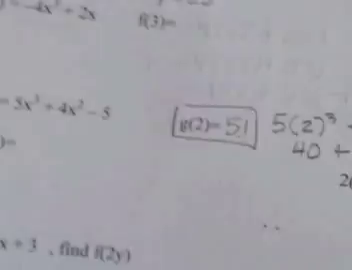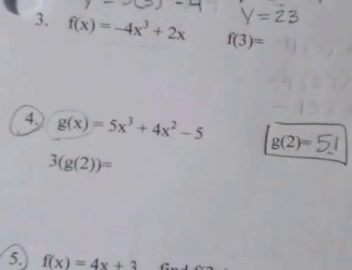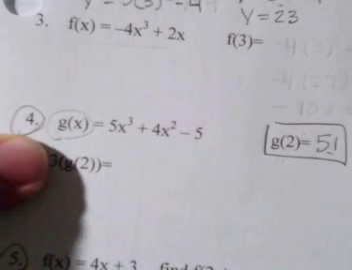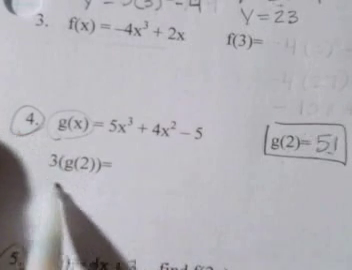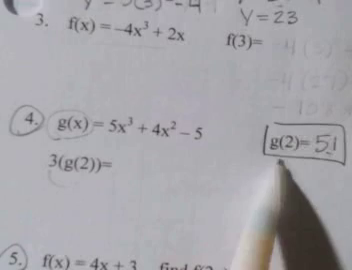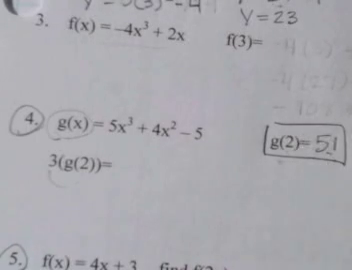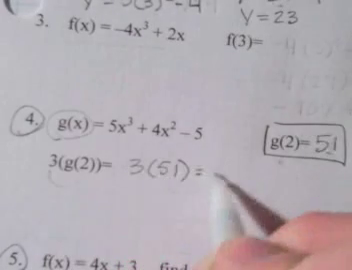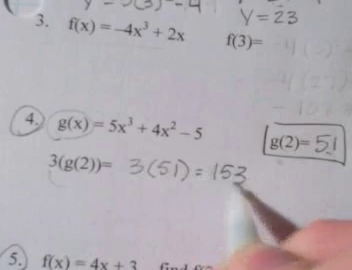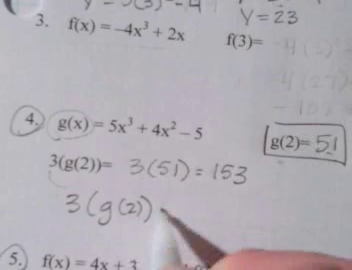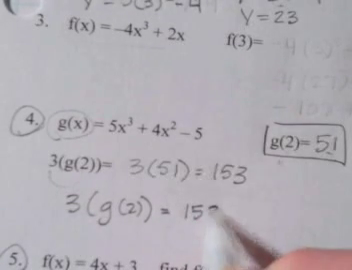Take a look at the next example, though. It looks just a little bit different. If I cover up this 3, it says find g of 2, doesn't it? But then it asks me to take g of 2 and multiply it by 3. Well, I already found g of 2. I did that over here. g of 2 is 51. So here I would say, 3 times 51 is equal to 153. So we would say 3 times g of 2 is equal to 153.